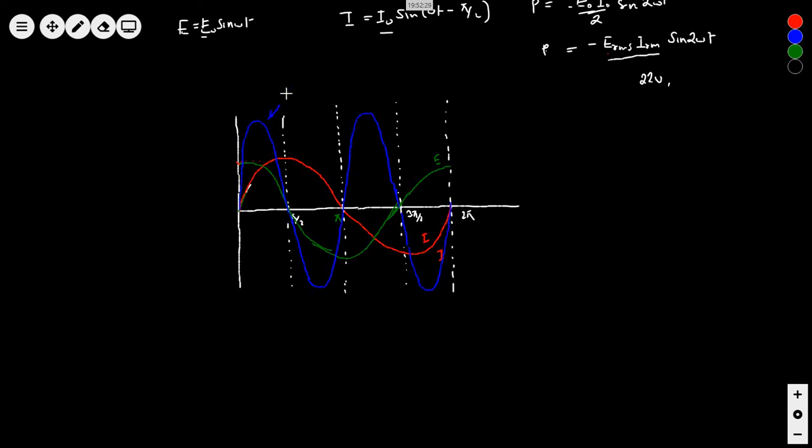So this one is power. This amplitude is large. Why is it large? Because it is ERMS into IRMS. So that's why its amplitude is very large. In this case, this is E naught, I naught, this is E naught, this one is I naught, means this is I naught.